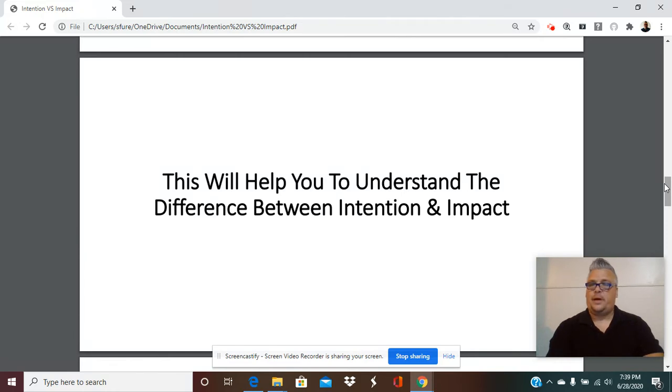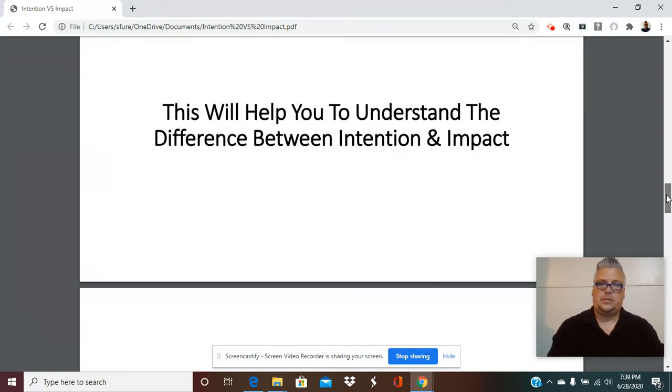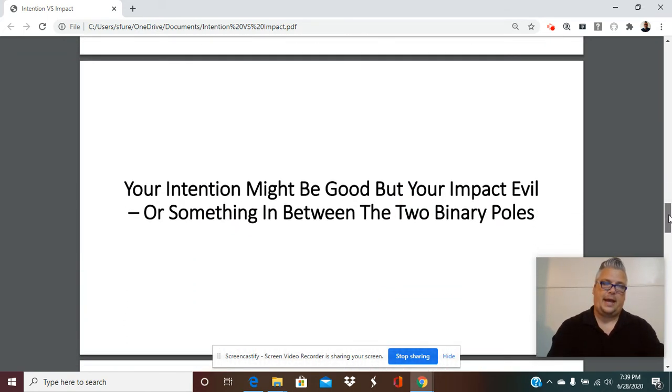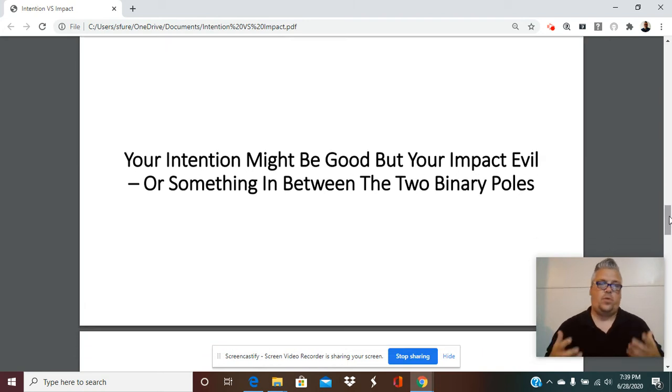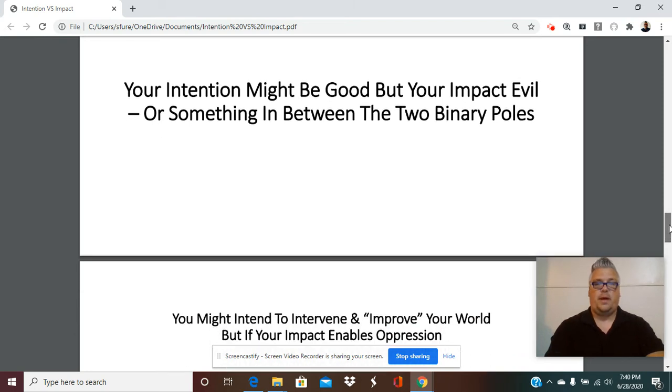So hopefully that'll help you to understand the difference. Developing your own moral philosophy or your own moral standard will help you to understand the difference between the intentions that you might have and the impact of your actions, right? To be able to figure out if what you mean to do is actually good for you and others, or if maybe you have a faulty belief about your intention being good when really there's something wrong with your intention, right? So your intention might be good, but your impact evil, or something in between the two binary poles.